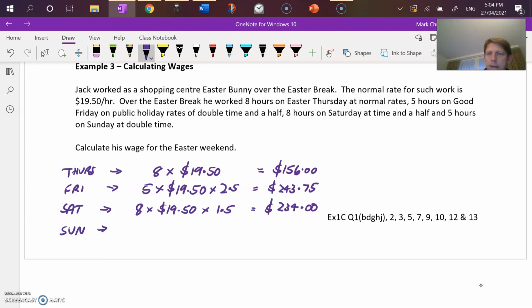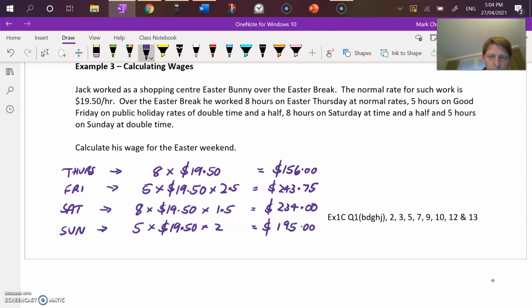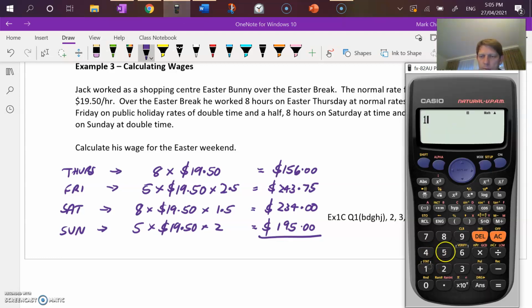And then finally on Sunday, he worked for 5 hours, but on Sunday he got double time. So $19.50 is still his hourly rate, but he gets twice as much as that per hour. So we take 5 times 19.5 times 2, which gets me $195. Okay, and if we add all of those up, we will work out his total wage for the weekend. So we've got $156 plus $243.75 plus $234 plus $195, giving me a grand total of $828.75.